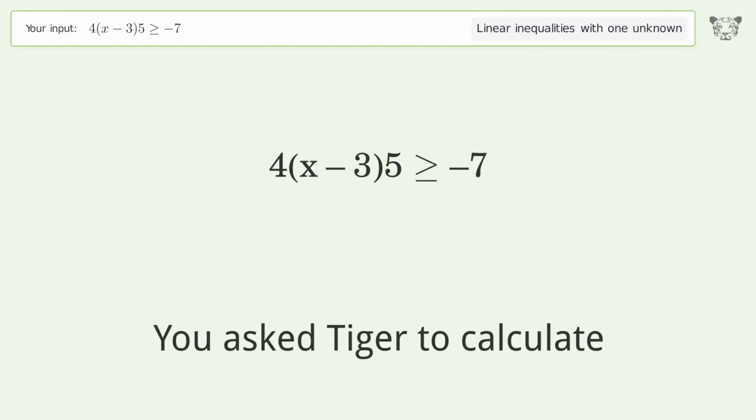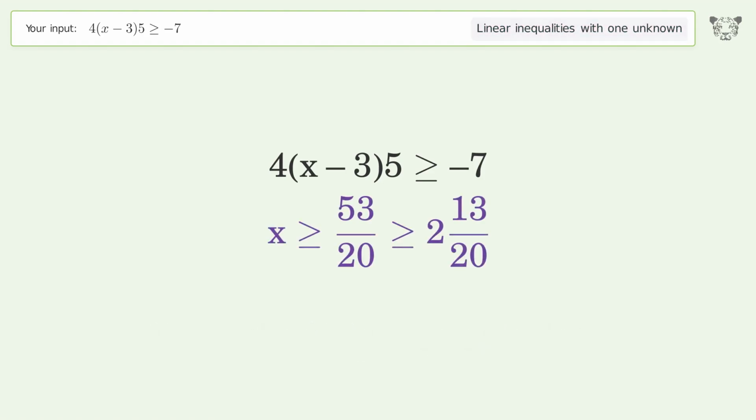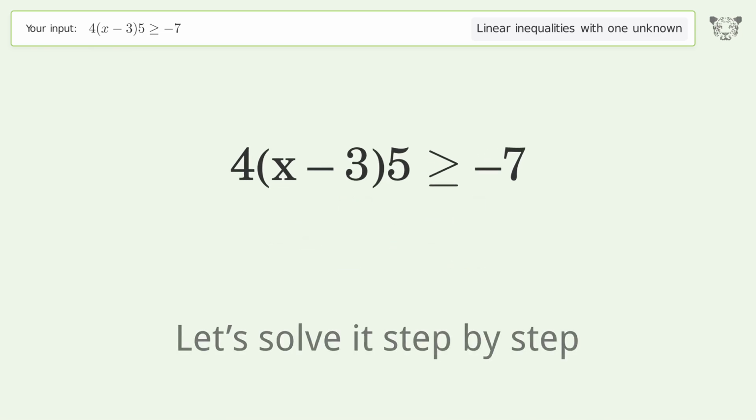You ask Tiger to calculate. This deals with linear inequalities with one unknown. The final result is x equal or greater than 53 over 20 equal or greater than 213 over 20. Let's solve it step by step.